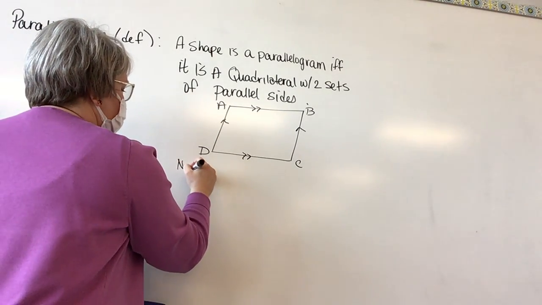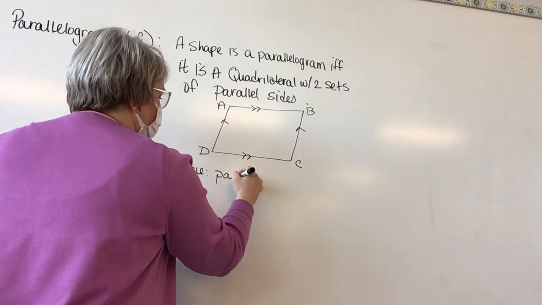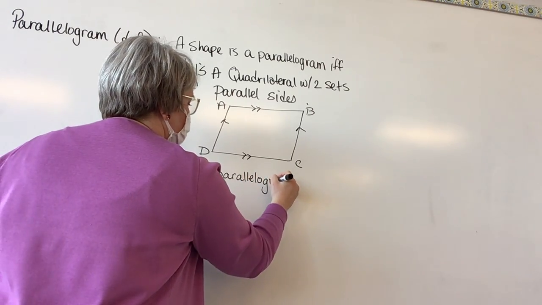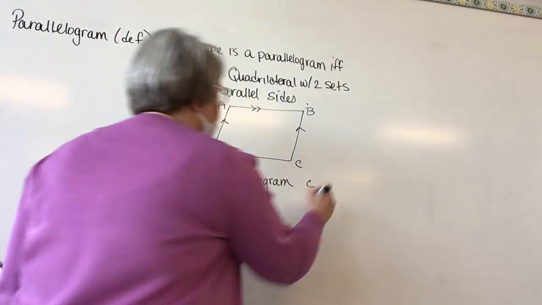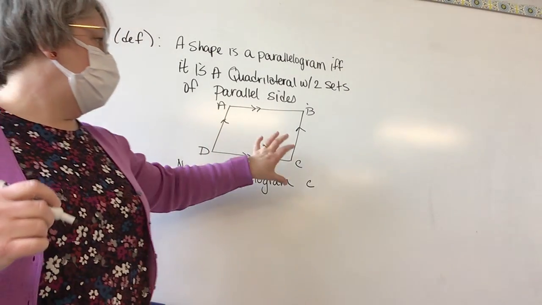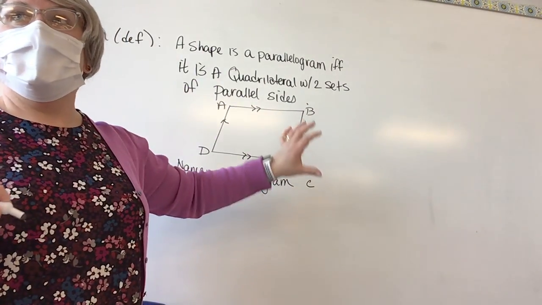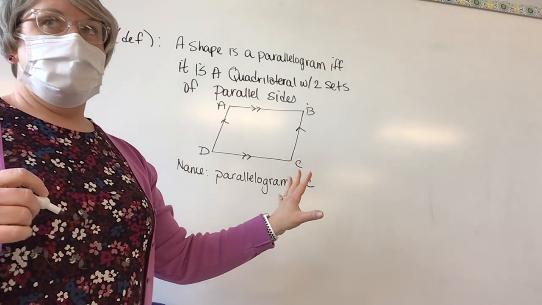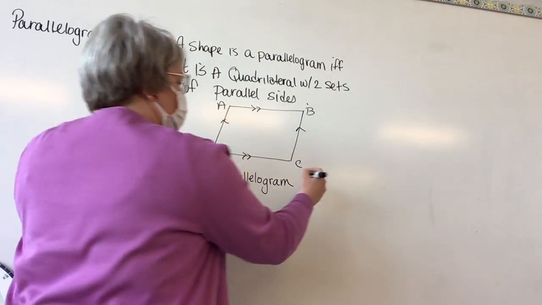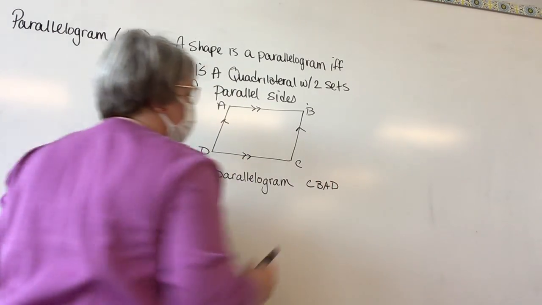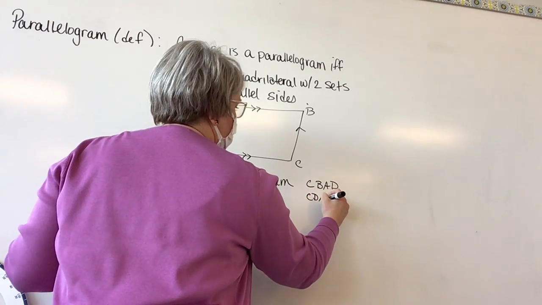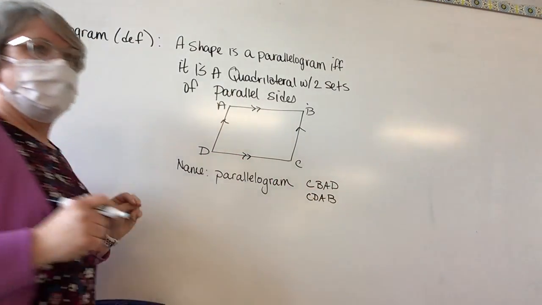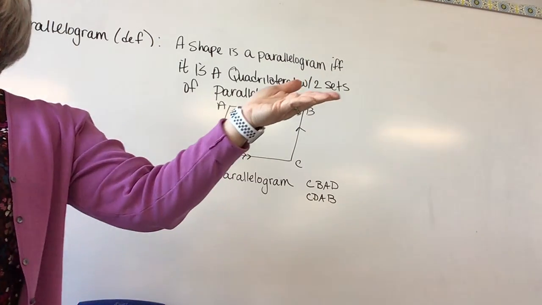To name him, you write the word parallelogram, and you randomly pick a vertex. It doesn't matter where you start. So I'm just going to pick C. And you can go in a clockwise or a counterclockwise direction to name him. So if you go counterclockwise, it would be C, B, A, D. If you went clockwise, it would be C, D, A, B. So you need to write the word parallelogram in front.